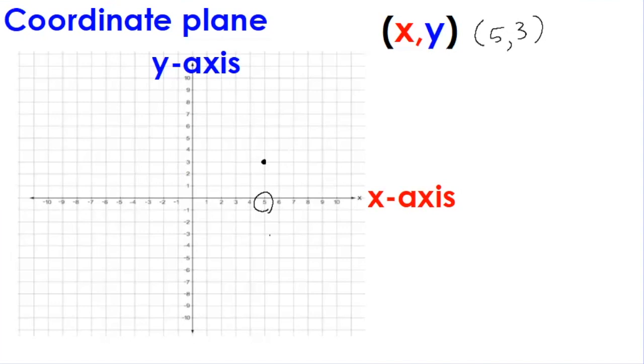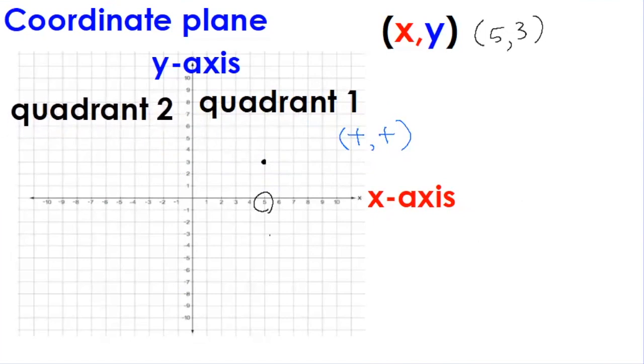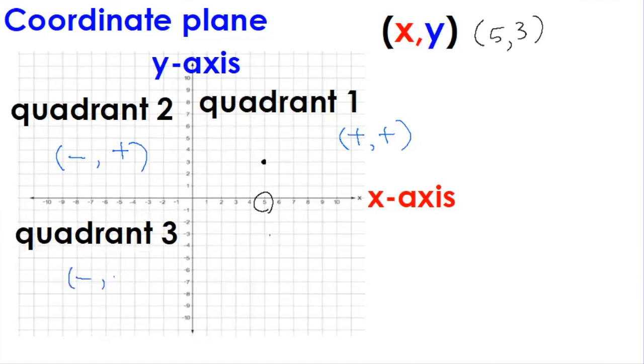So each section has a different name. The first section, we call it quadrant 1, and both x and y are positive. Then quadrant 2, your x is negative and your y is positive. Then quadrant 3, where both x and y are negative. Then finally, quadrant 4, where you have positive numbers on your x-axis and negative numbers on your y-axis.